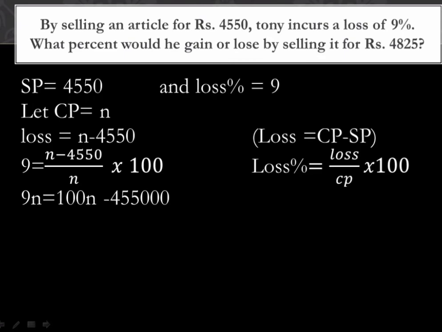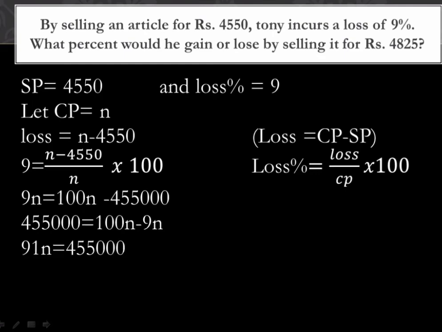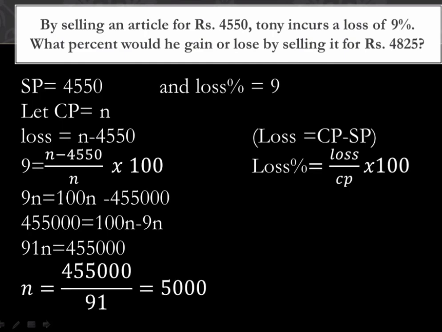4,55,000. Okay. Now this 9N is subtracted on this side and this goes on that side, so it will become positive. So I can write this. Now 100N minus 9N will give you 91N equals to this. Now to solve for N, I need to divide with 91. So I will get N equals to 5,000.